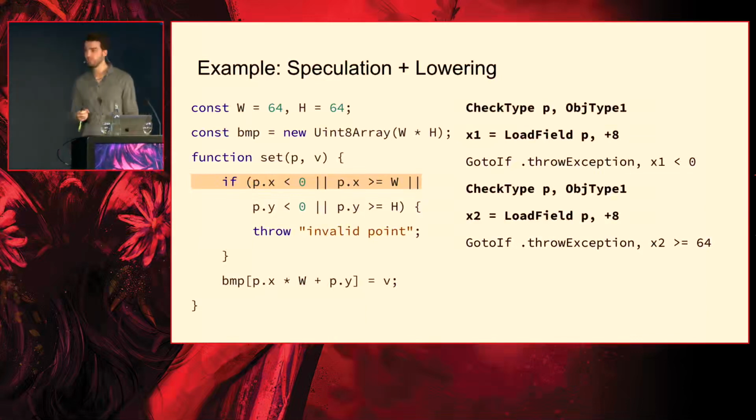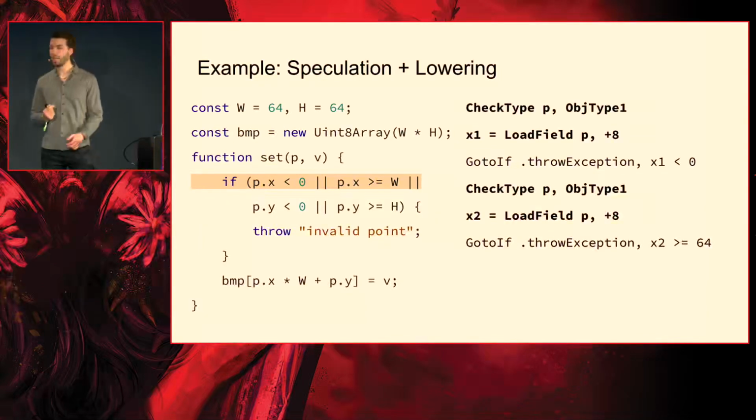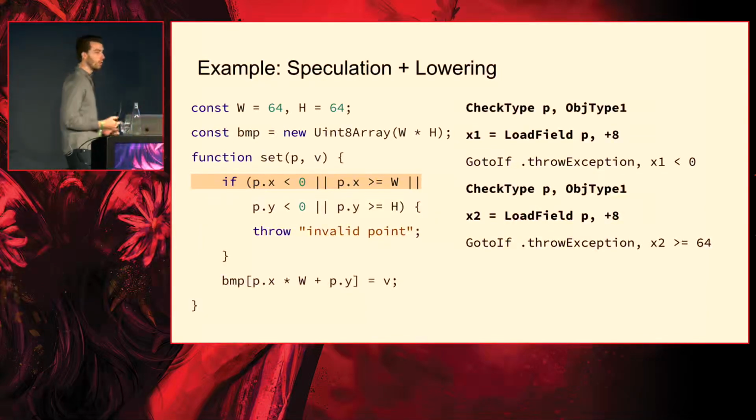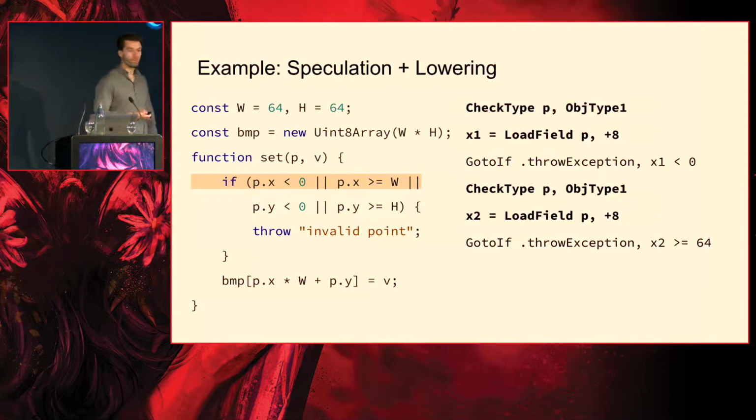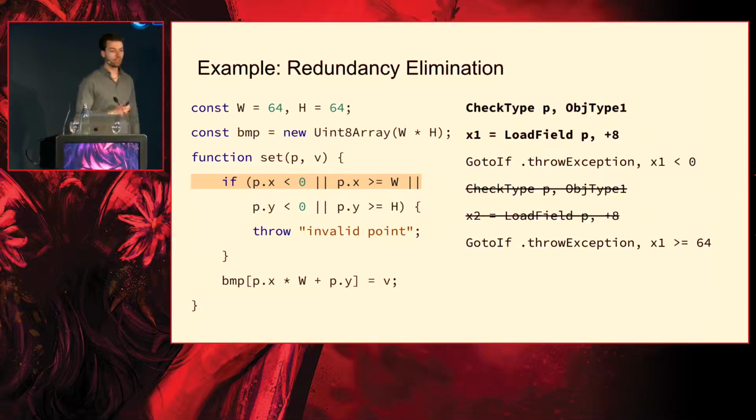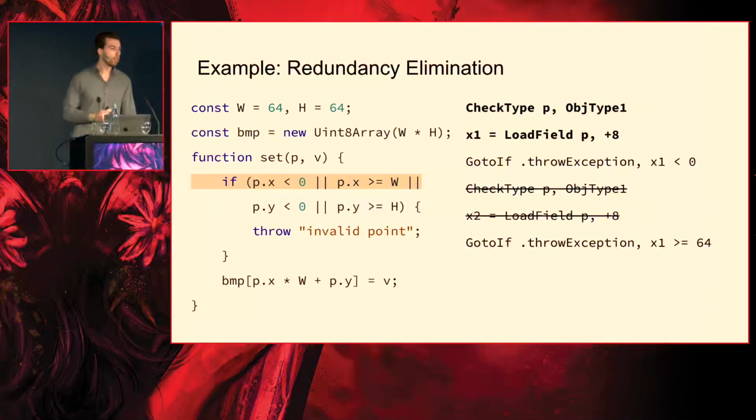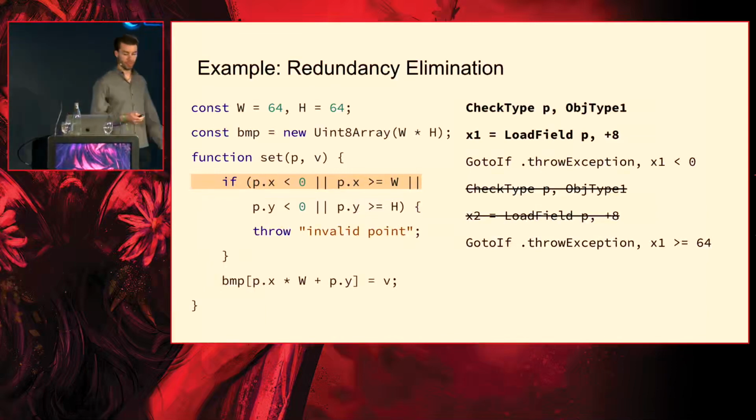Now, if you look at this code, you realize it's kind of redundant, right? We're doing this type check twice, we're doing the load twice, and there's nothing in between that could really mess anything up. And so here's the first round of optimization. The compiler figures out this is redundant and drops the second pair of these operations.